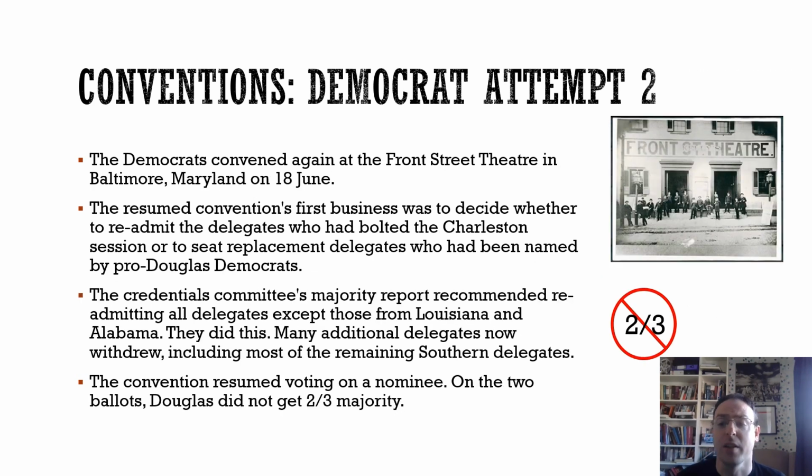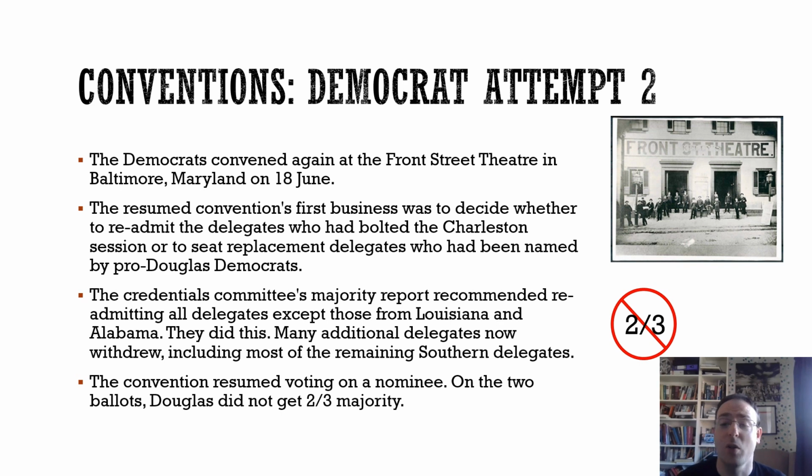In short, they didn't. So we see the Democrats reconvene at the Front Street Theater, which you can see a photo of above, in Baltimore, Maryland. Again, maybe a slightly better choice of somewhere where you might get a bit of compromise, meeting in this key border state near Washington, D.C.